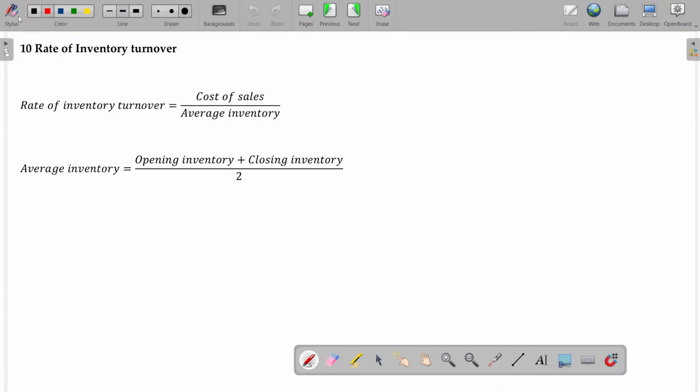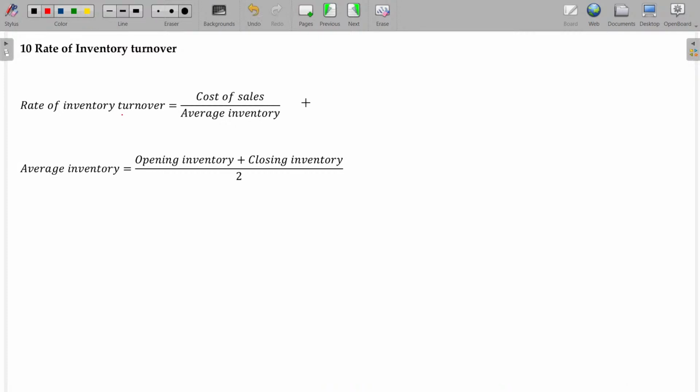And rate of turnover, for that the formula being cost of sales divided by average inventory. How quickly the inventories are moving can be found out using the rate of inventory turnover. And the denominator, average inventory, is nothing but opening plus closing divided by 2. That's how we can calculate the average inventory. Hope you'll now be able to understand rate of inventory turnover.